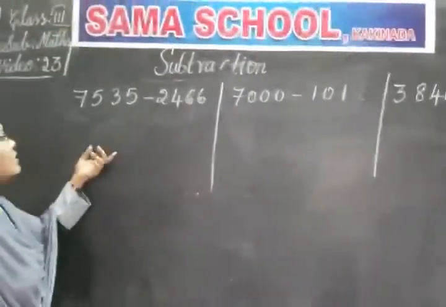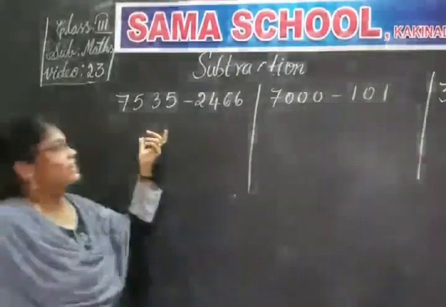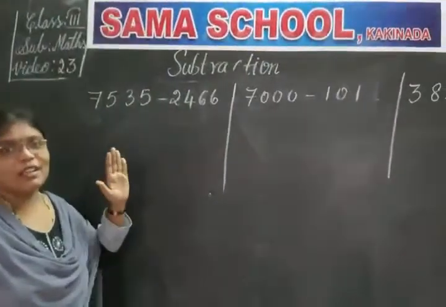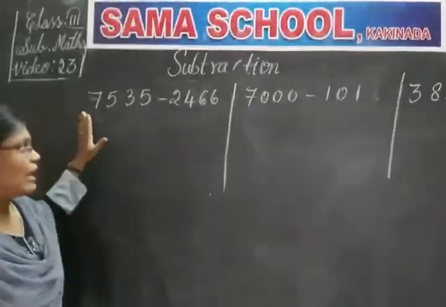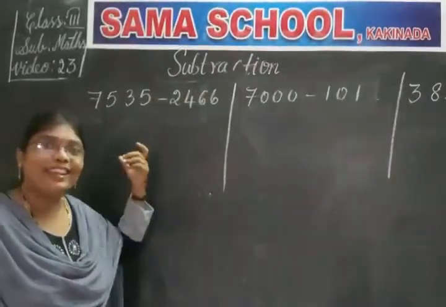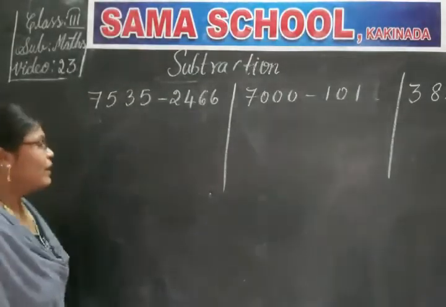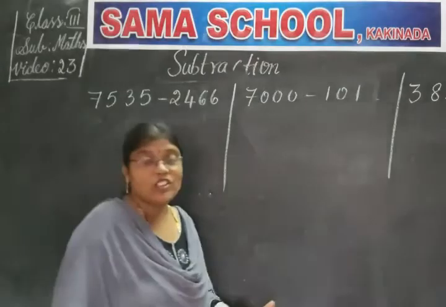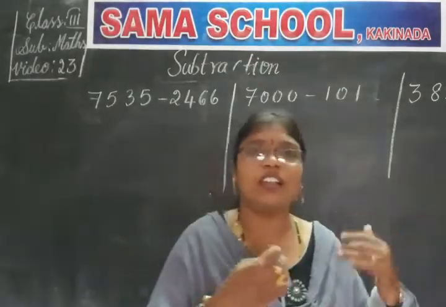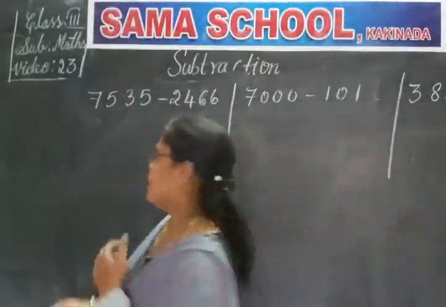Okay. Children, till now we just did the sums which are already arranged. Now we have to arrange these numbers in columns and then do the subtraction. Okay, then how to arrange? How to arrange the numbers, we have already learnt in additions. So we have to arrange the numbers in the same way.